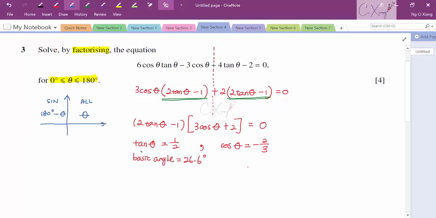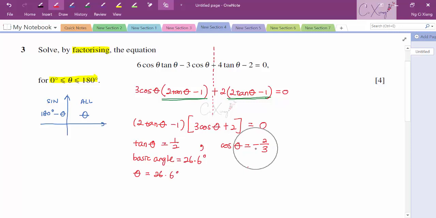Alright, so we are looking for tangent positive. Tangent positive means that I will accept the answer from the first quadrant, and I will ignore the answer from the second quadrant. So for the first quadrant, the answer is theta itself, which is the basic angle. Therefore, for this equation, the theta is 26.6.